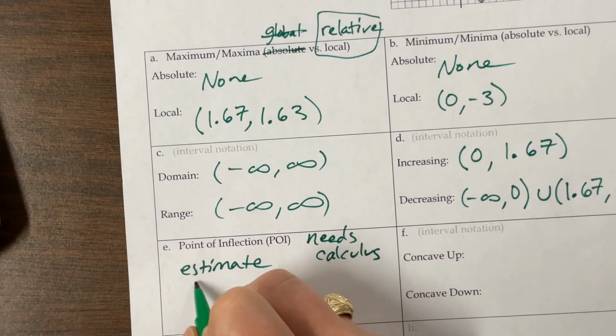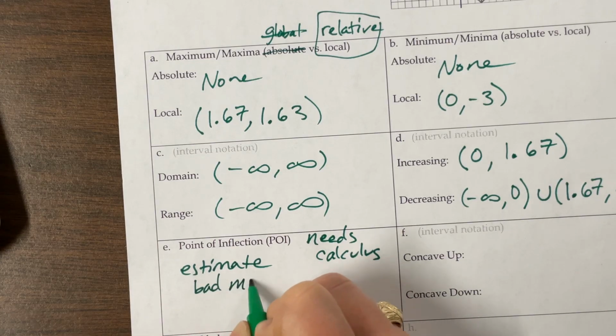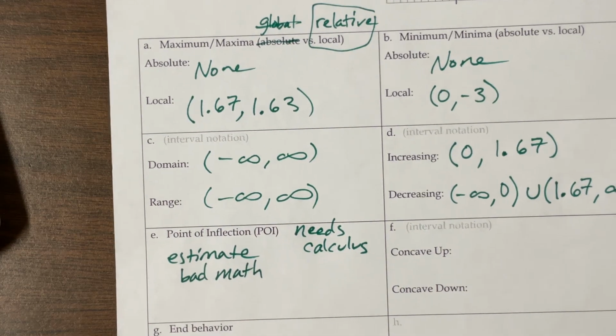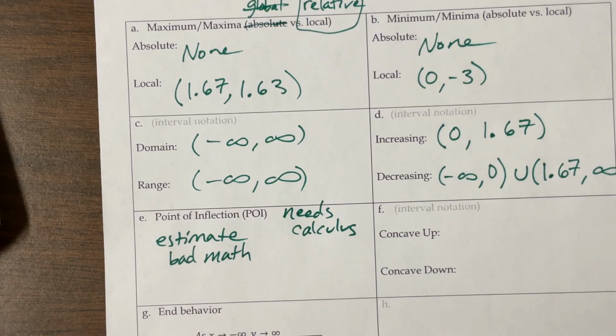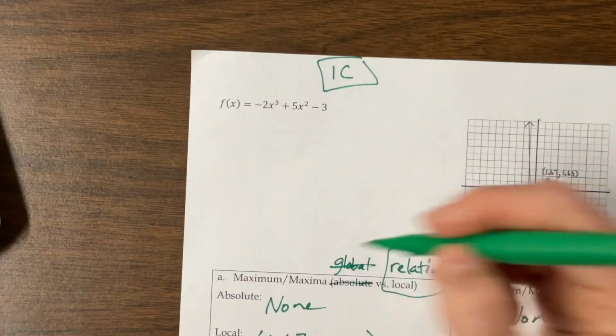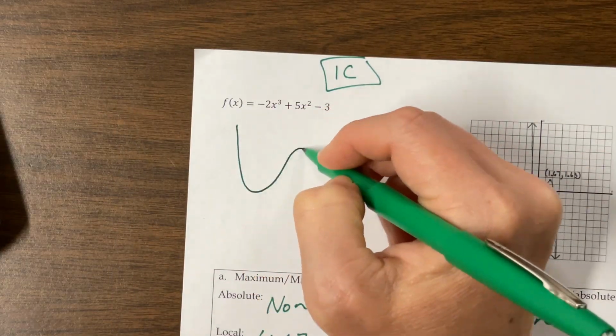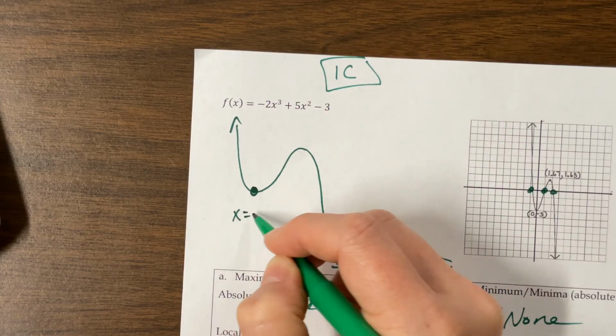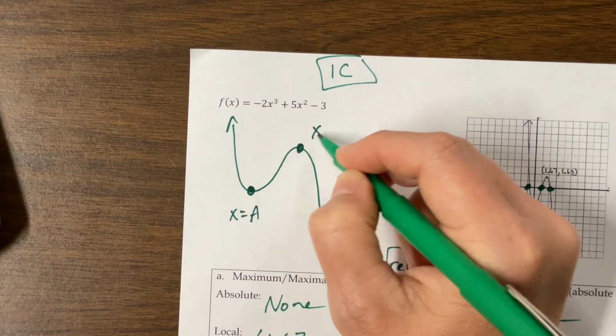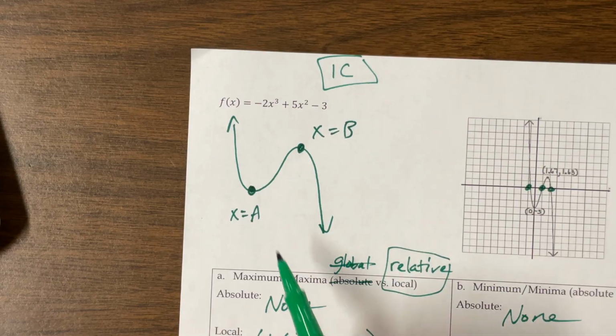So this is the bad math. And sometimes when I write these problems, what I will do is label it and give it a letter name. So if I drew something like this, I would say, okay, this is where x equals A, this is where x equals B. Okay, so you've got a max and a min.